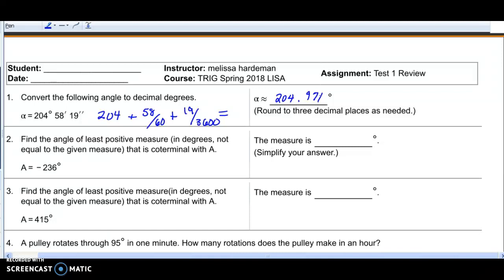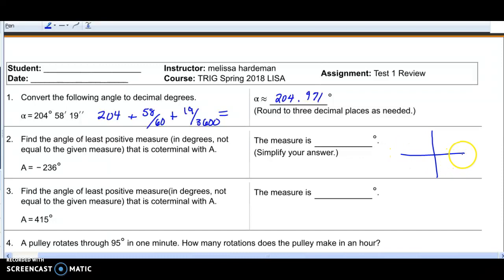Okay, now let's look at number 2. Find the angle of least positive measure in degrees, not equal to the given measure, that's coterminal. And remember, coterminal means they land in the same position on our circle, if we think of it as a circle. So I'm going to draw a quick little picture here.